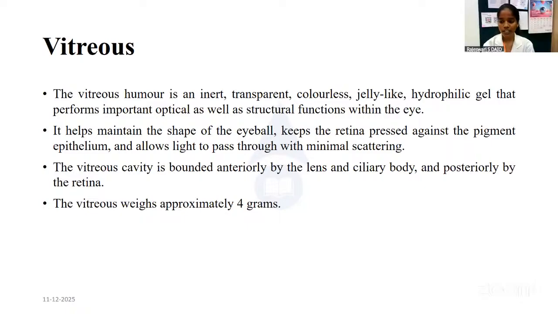Moving on to the introduction part. Basically, the vitreous humor is an intense, transparent, colorless, jelly-like hydrophilic gel that performs important optical as well as structural function within the eye. It helps to maintain the shape of the eyeball, keeps the retina pressed against the pigment epithelium, and allows the light to pass through with minimal scattering. The vitreous cavity is bounded anteriorly by the lens and ciliary body, and posteriorly by the retina. The vitreous weighs approximately 4 grams.